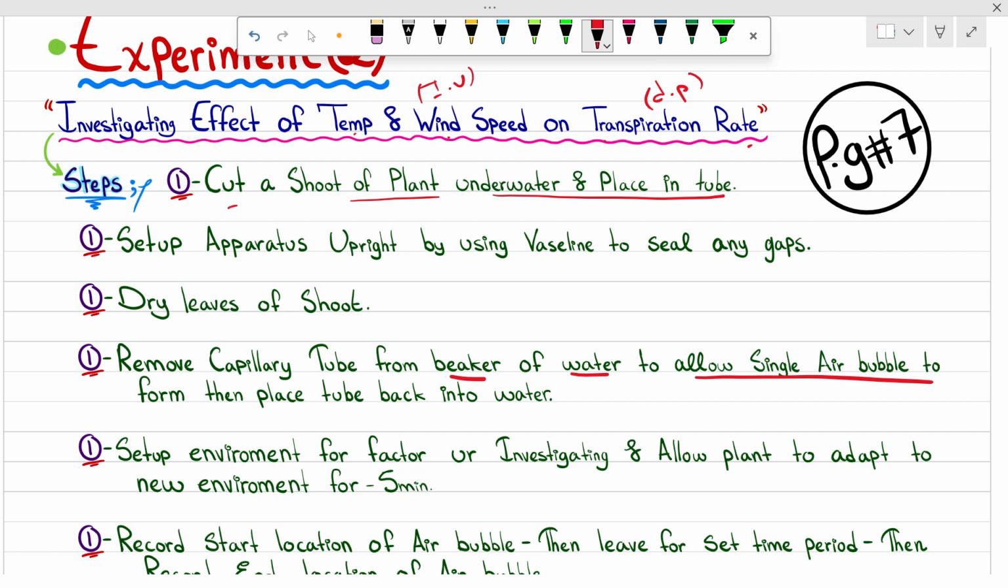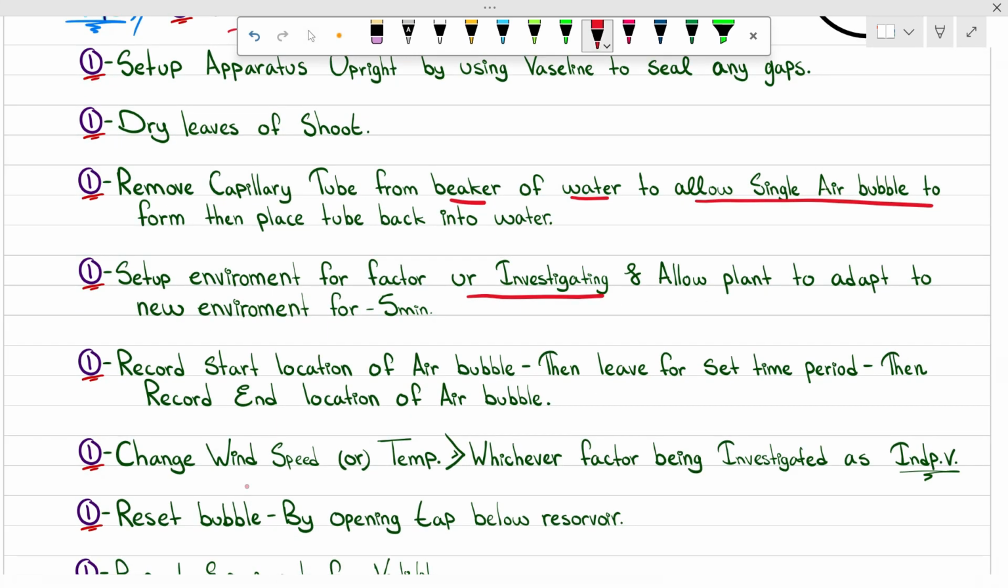So after we've used Vaseline to seal any gaps, we remove the capillary tube from the beaker of water. This allows one single air bubble to form. As soon as the air bubble is formed, we place the tube back into the water, and we start setting up the environment for the factor that we're investigating. This allows the plant to adapt to the new environment for 5 minutes. So once we place the tube back into the water, we set up an environment for the factor we're investigating, whether it's temperature or wind speed, and we let the plant adapt to it for some time.